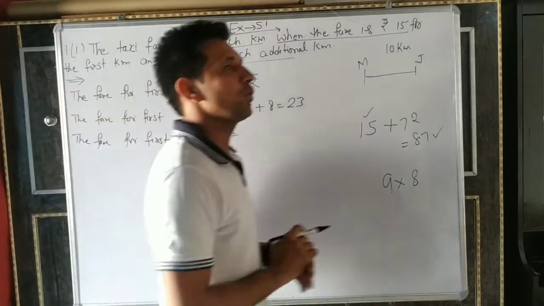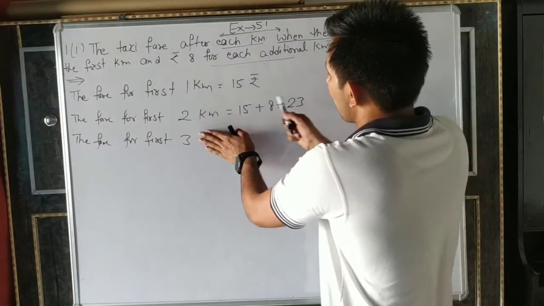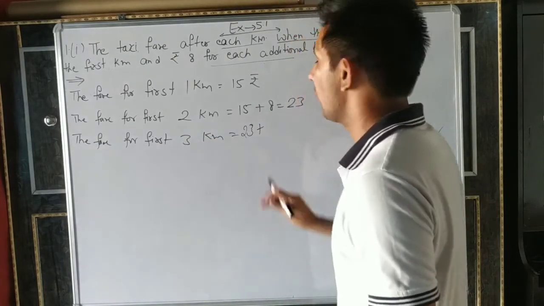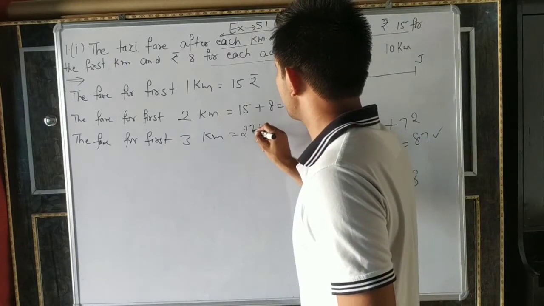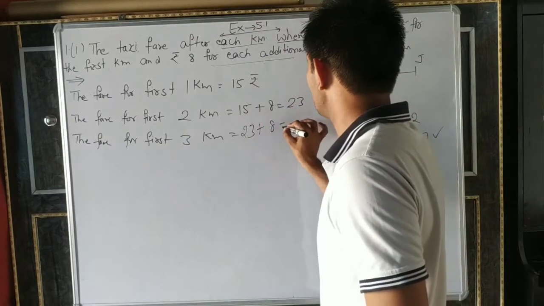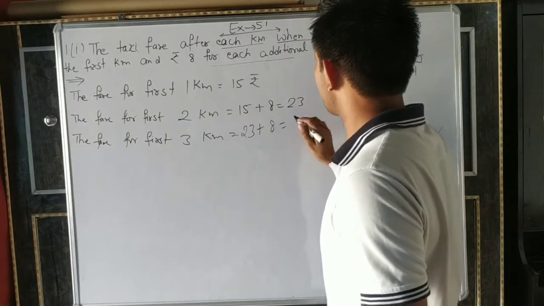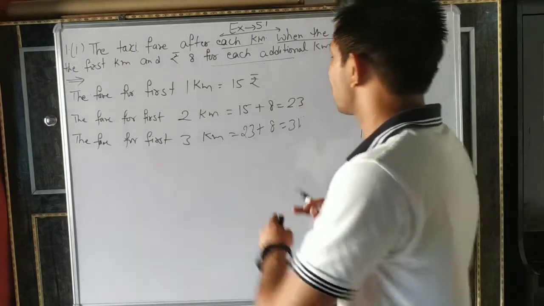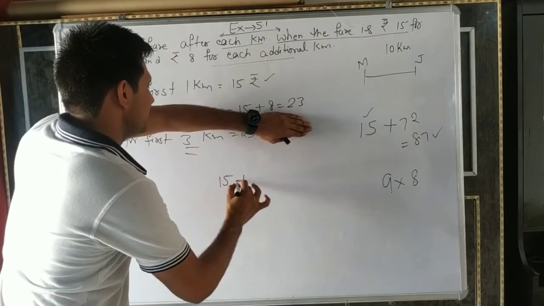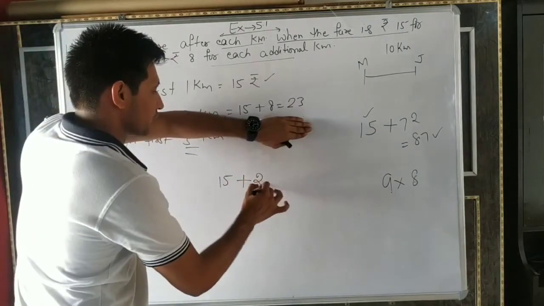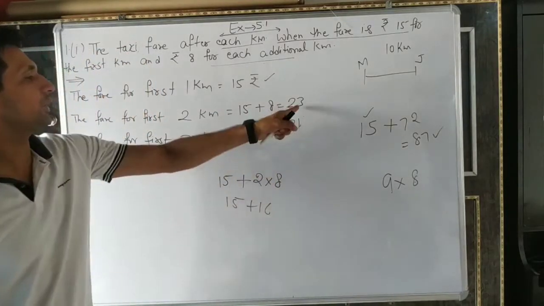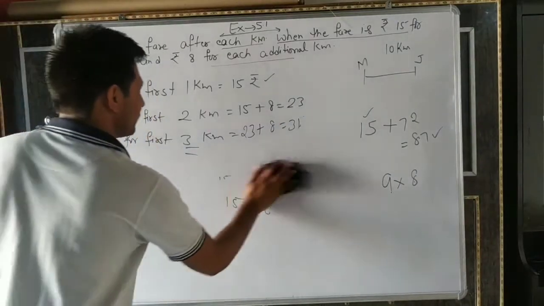Now the fare for the first 3 kilometers. If you want to go 3 kilometers, for the 2 kilometers how much have you already paid? 23. But you are going one more extra kilometer, so plus 8. How much? Sorry, it is 31. Otherwise, you can also find it for 3 kilometers: for the first kilometer 15, plus 2 kilometers at 8 rupees each, 15 plus 16, 31. Otherwise 23 plus 8. Like this you can also find it.